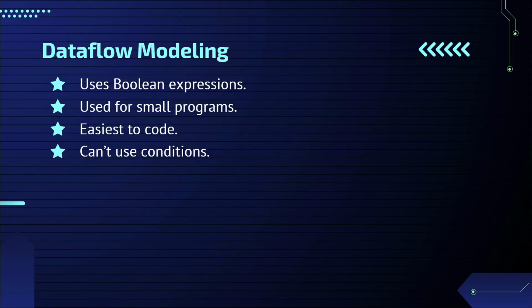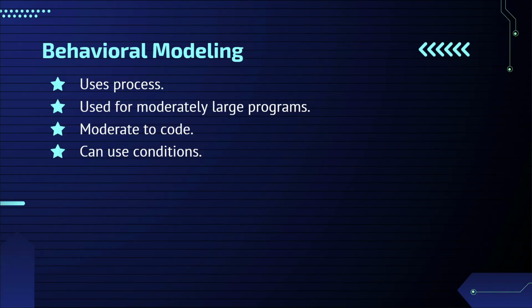First, data flow modeling. Data flow modeling uses logic expressions to describe a circuit. It is best for small circuits and it is the easiest to write. However, it cannot handle conditions like an if statement. Next up, we have behavioral modeling. Behavioral modeling is used for larger circuits. It allows us to write conditions and use processes. For example, we can use an if statement to describe a multiplexer. This makes it more flexible than data flow modeling, but also slightly harder to write.